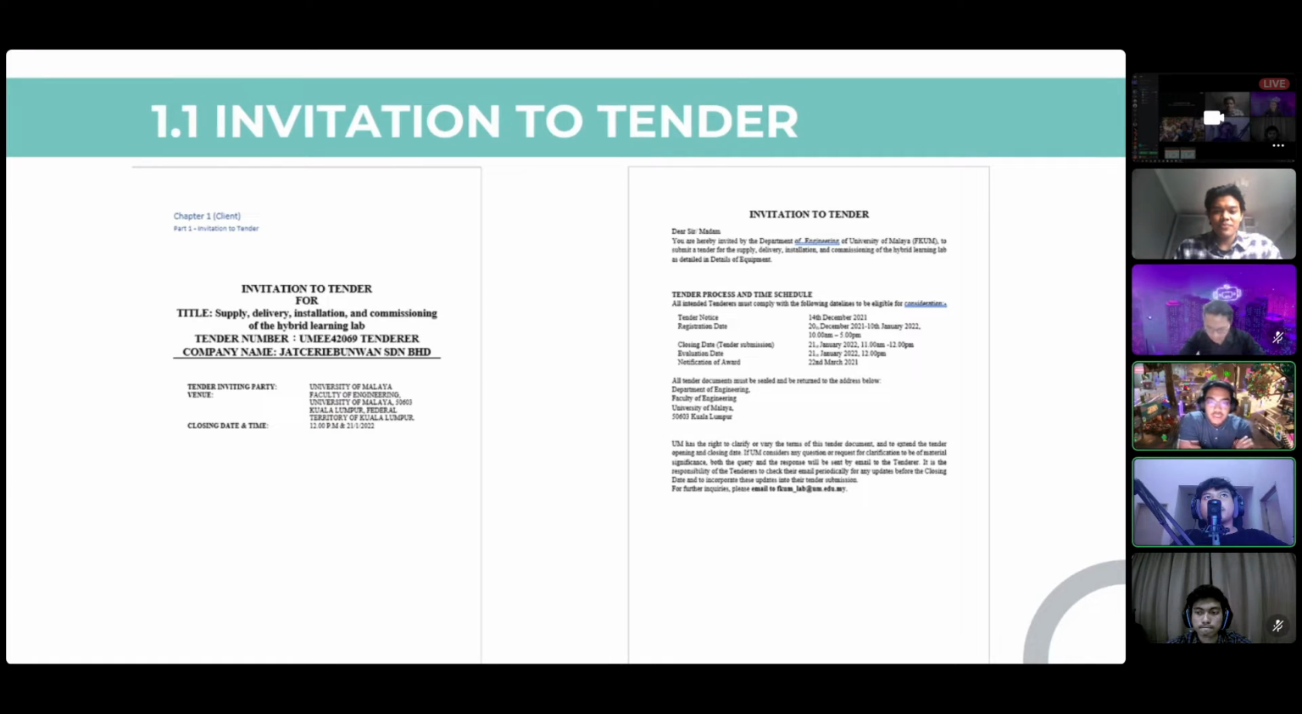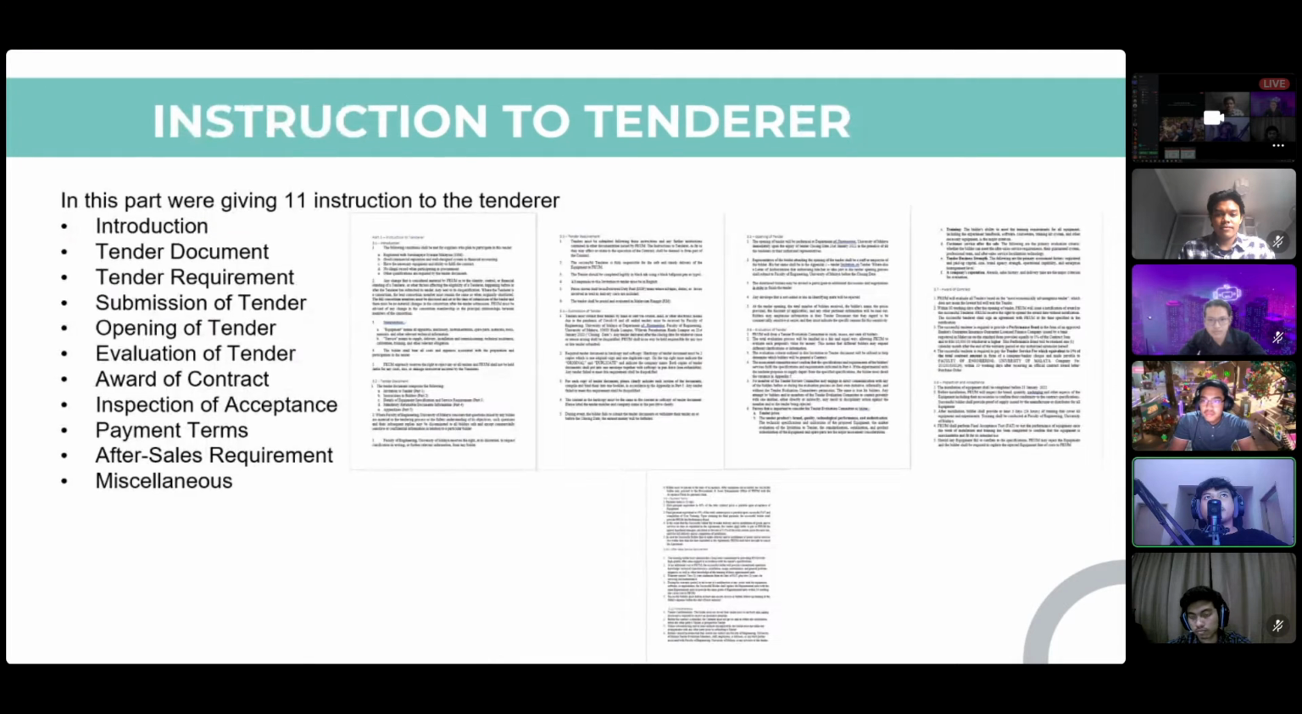Okay, continuing on with the client details. First of all, we make an invitation to the tenderer. As you can see from the picture shown on the screen, there are two types. First is the normal one, and second is where we give out the tender process and also the time schedule. We also give out the details on the tender notice, the registration date, the closing date, and also the evaluation date. So continue on with the slide.